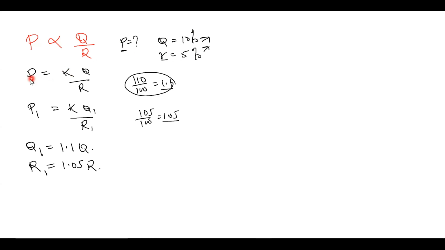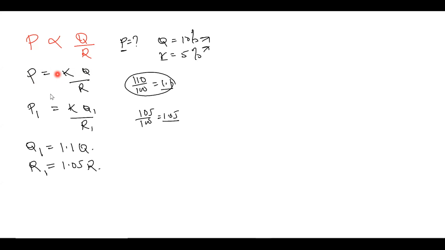So you'll have this statement, P equals KQ over R. This first statement here, P equals KQ over R. Now, what this statement means, that's where we start. The meaning of this statement is, this is the original P, the original Q, the original R, before any change. So that means this P is 100%, this Q is 100%, and this R is 100%.